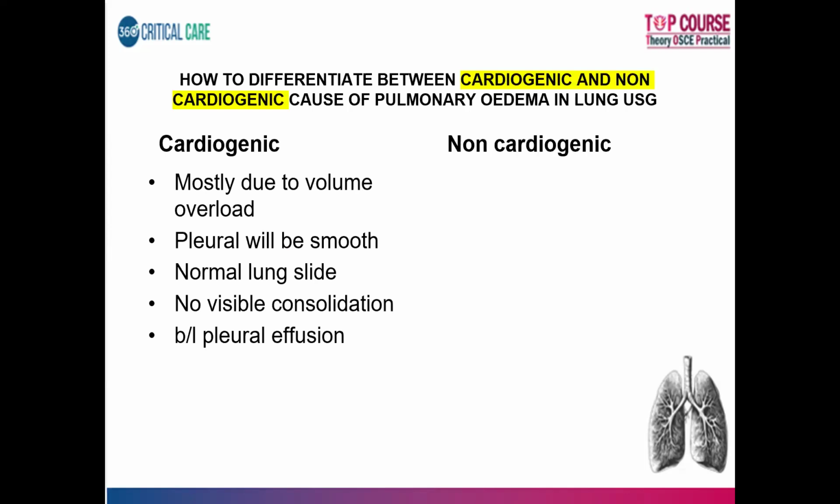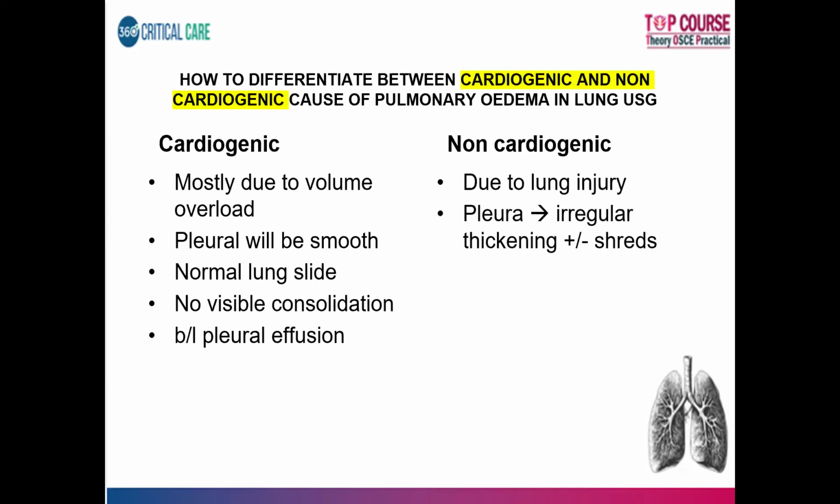Coming to non-cardiogenic pulmonary edema, usually the primary cause is the lung here. So whenever you have a lung pathology, you will see the shred sign, that is, irregular thickening or cut-across margin, right? So you will see irregular pathologies of the pleura. Then you'll see consolidation. You might see B lines associated with decreased lung sliding.